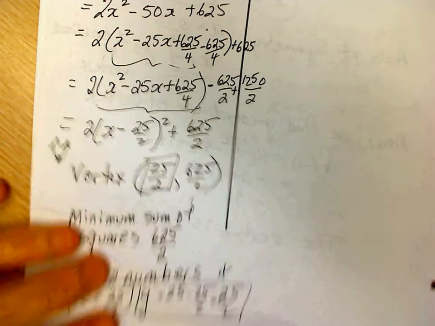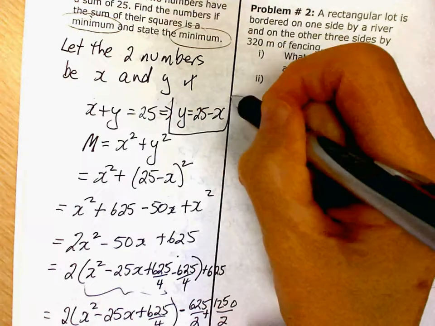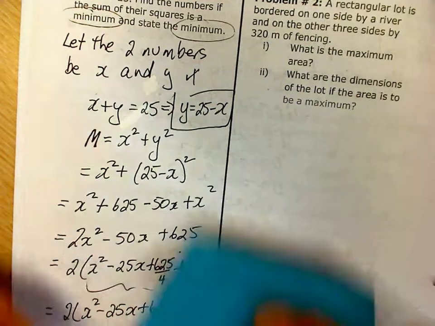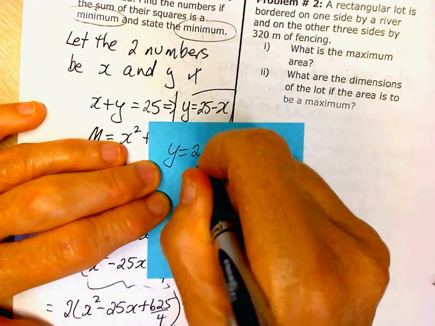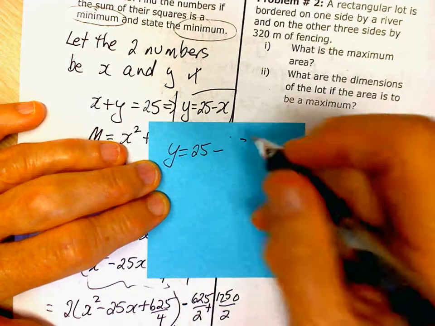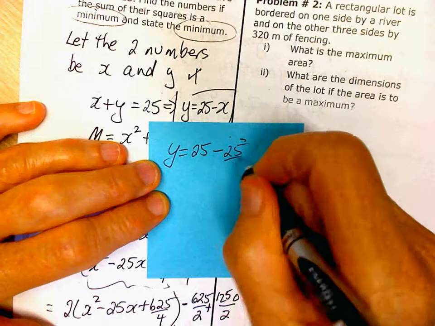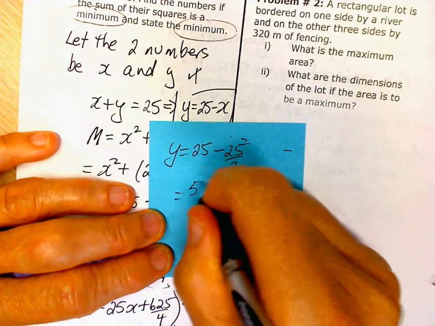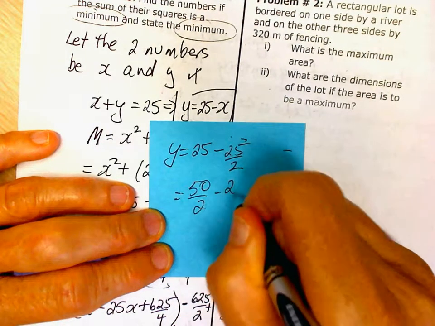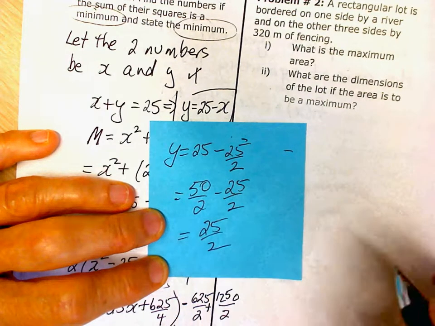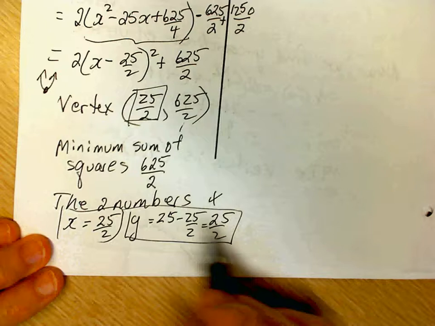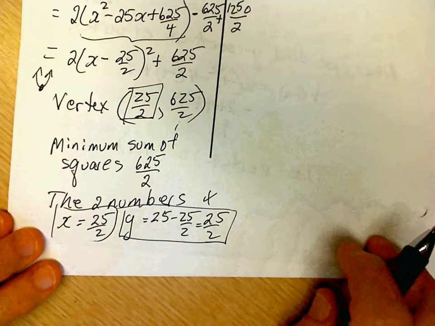Do you see how I use this formula? So I know my x value is 25, so y equals 25 minus x. The x value I found was 25 over 2. So that's 50 over 2 minus 25 over 2, and that equals 25 over 2. So both the x value and the y value are 25 over 2.